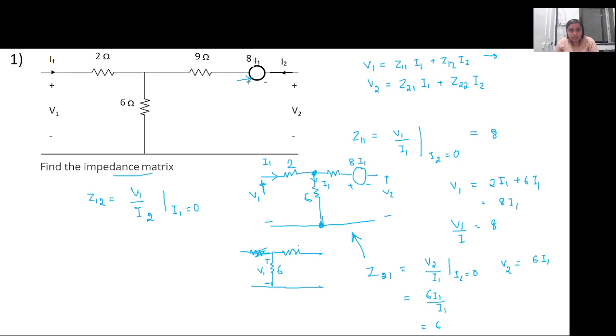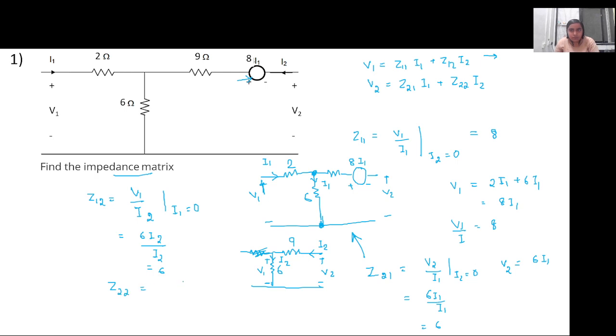This will also not be there. This is the 9 ohm. Since I1 is 0, this is gone. So I2 current flows and this is V2. So I2 will also flow across this 6 ohm resistor. So V1 is actually 6 I2, and 6 I2 by I2 is equal to 6.